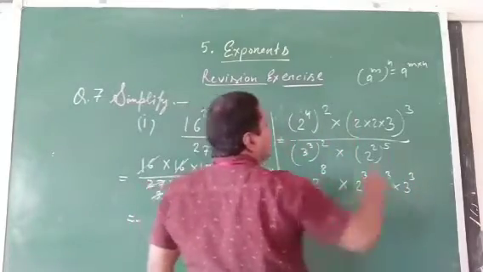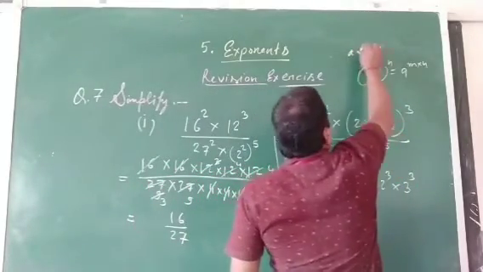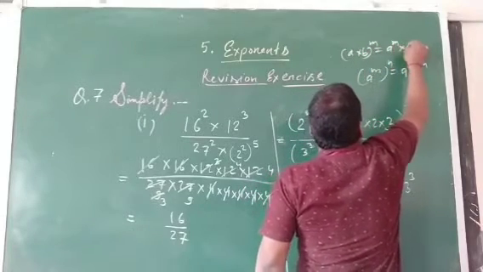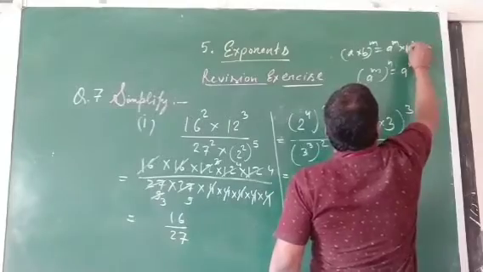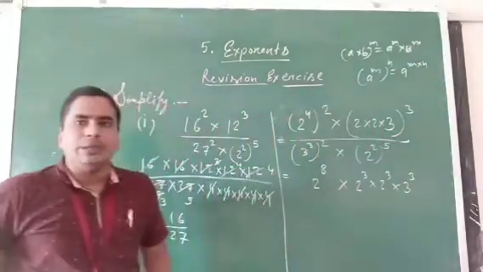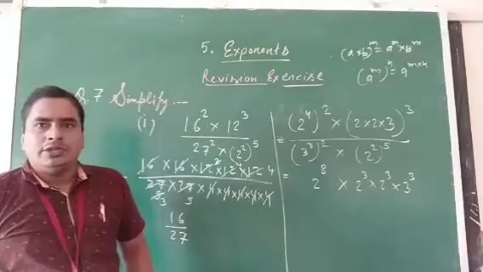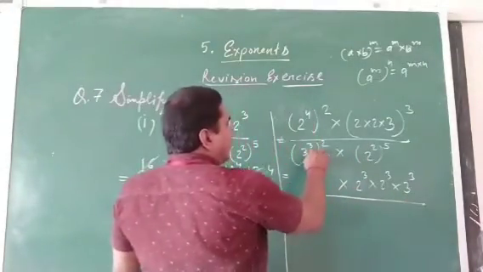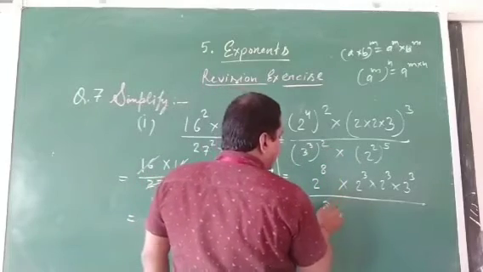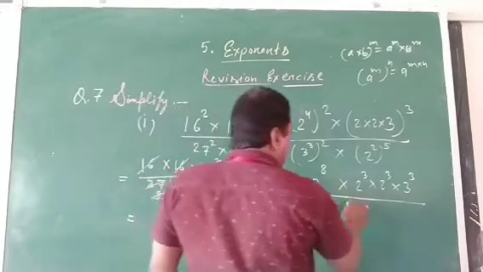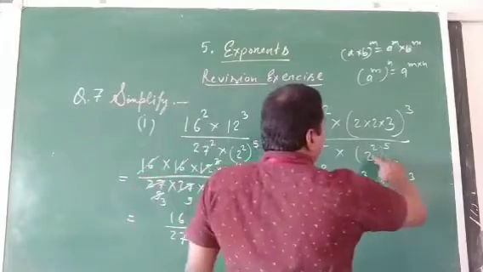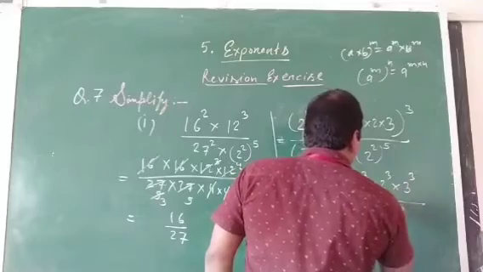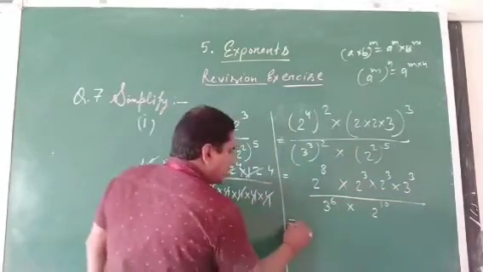What will we use here? This rule: (a×b)^m is equal to a^m into b^m. The power will be distributed. Clear? Now here you apply 3 to the power 3 to the power 2, again power of power, 3 to the power 6. Now here 2 to the power 2 to the whole power 5 is 2 to the power 10.